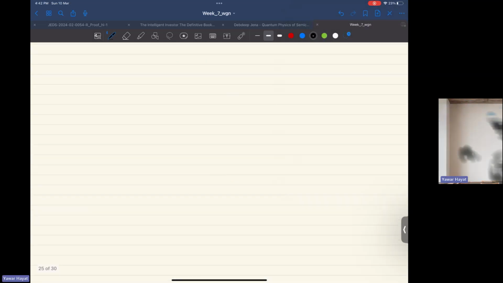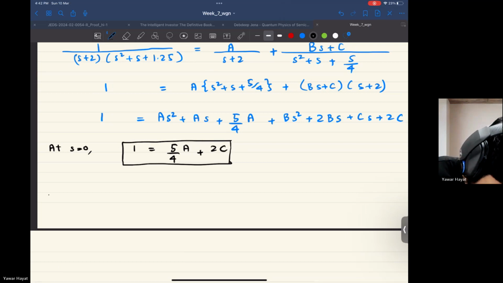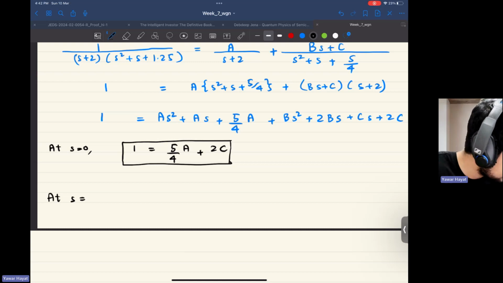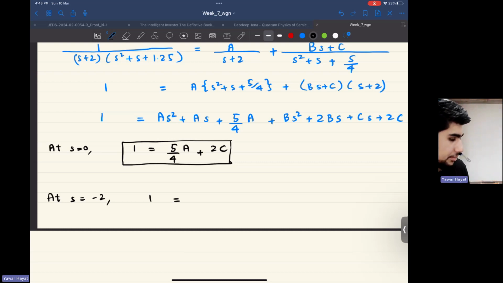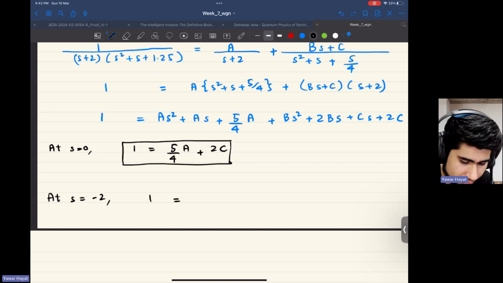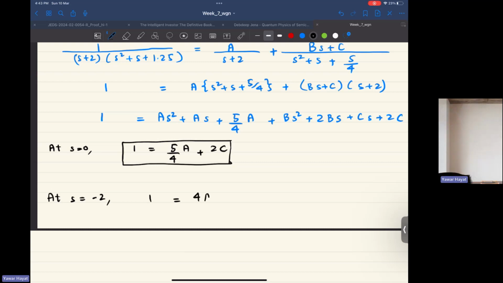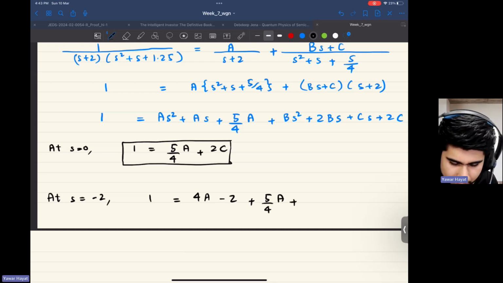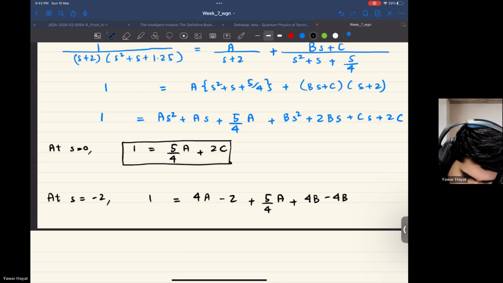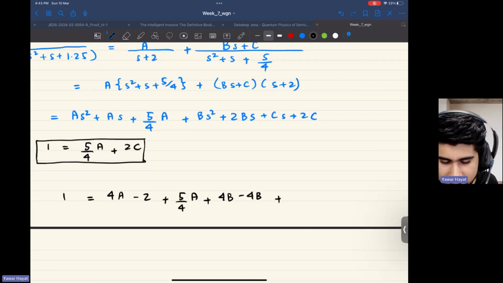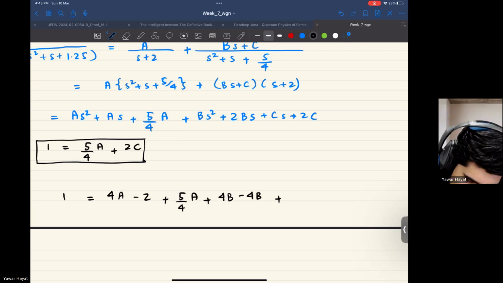So if I put, let me use another page, S equals to minus 2. Left hand side would again be S. Now, when S is minus 2, this S square would be 4, so I'll be having 4A, right? S is minus 2, so it would be minus 2A plus 5 by 4A would remain unchanged. BS square would be 4B. 2BS at S equals to minus 2 would be minus 4B plus CS would be minus 2C, right? Because S is minus 2.